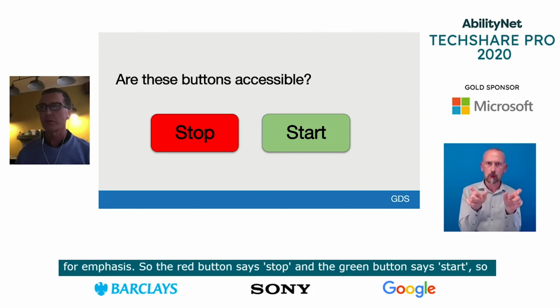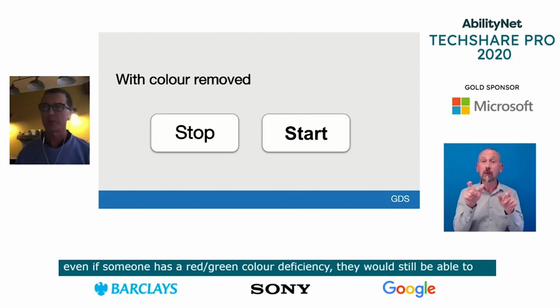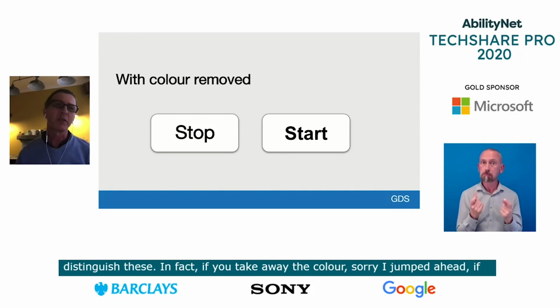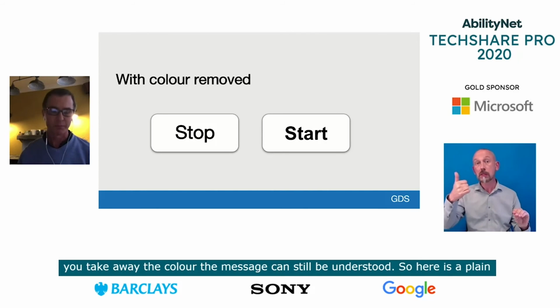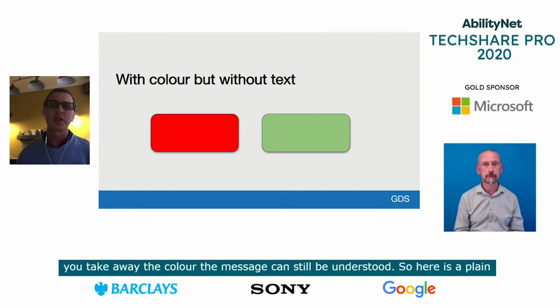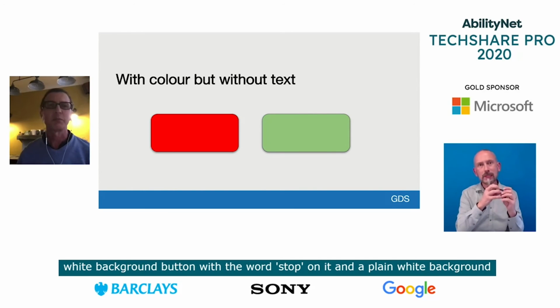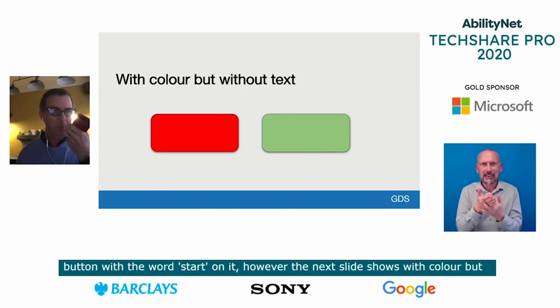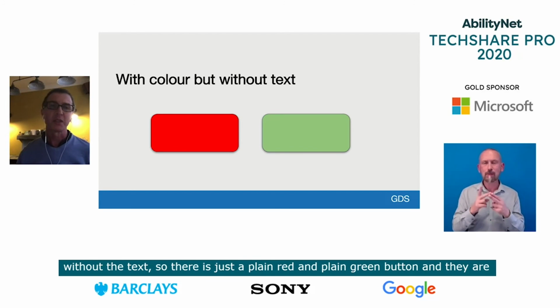And in fact, if you take away the color, the message can still be understood. So here's a plain white background button with the word stop on it and a plain white background button with the word start on it. However, the next slide shows with color but without the text. So there's just a plain red button and a plain green button. They're not accessible because it's not clear if you couldn't distinguish between those two. So for example, if you said press the red button to cancel and the green button to continue, that wouldn't be accessible to many people.